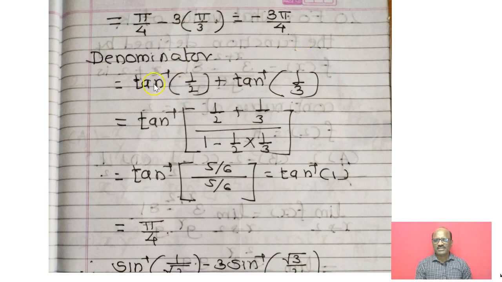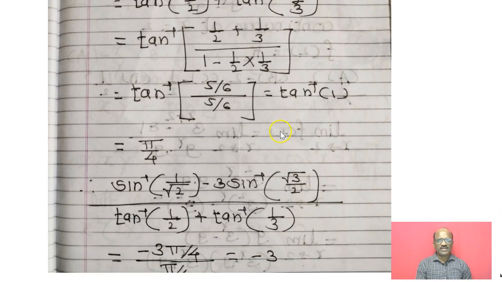Next is the denominator, that is tan inverse of 1 by 2 plus tan inverse of 1 upon 3. This is again very interesting: tan inverse of a plus tan inverse of b is nothing but tan inverse of (a plus b) upon (1 minus a into b). In the same way, that is tan inverse of (1 upon 2 plus 1 by 3) upon (1 minus 1 upon 2 into 1 by 3). After the simplification, you get tan inverse of 5 by 6 upon 5 by 6, that is tan inverse of 1, which is nothing but pi by 4.